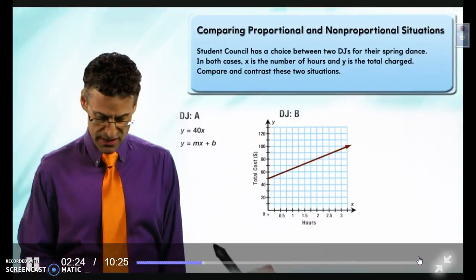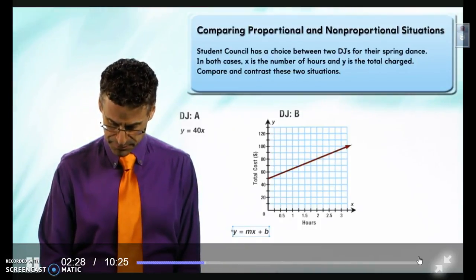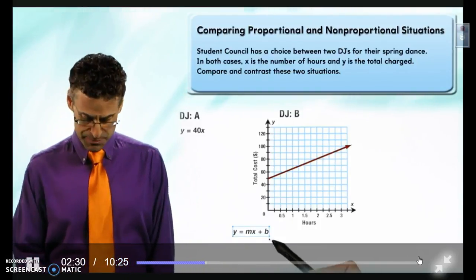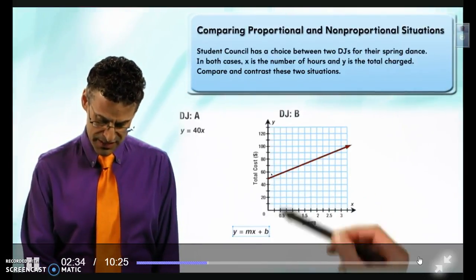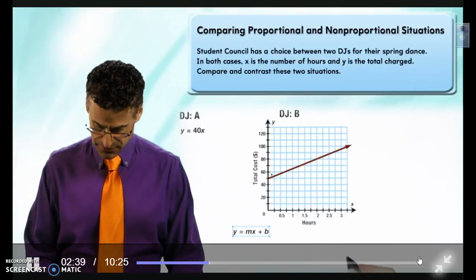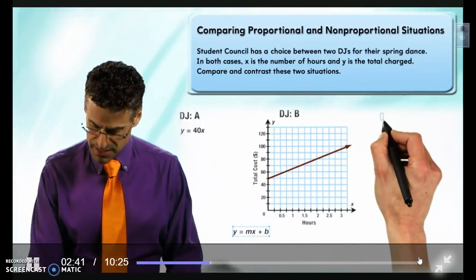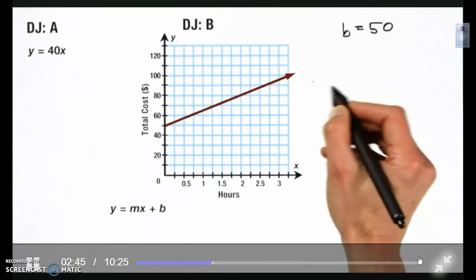So I can actually find the equation of the line. It still is going to conform with this. And the first thing I notice is what the B is. What's the B? Well, that's the y-intercept, which is right between 40 and 60, so that's 50. And so I see the B is 50. So I see for this situation, B equals 50. And what about M?